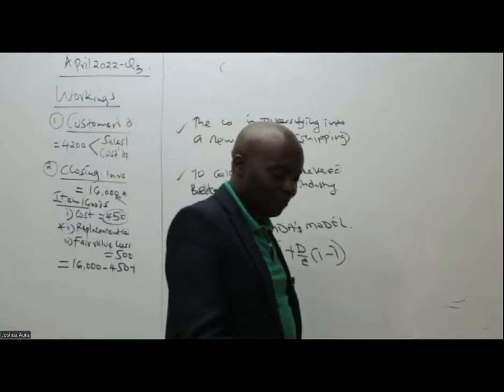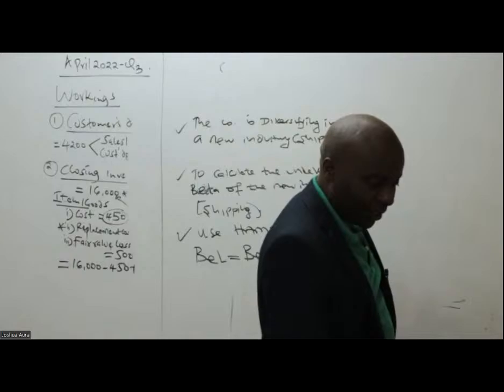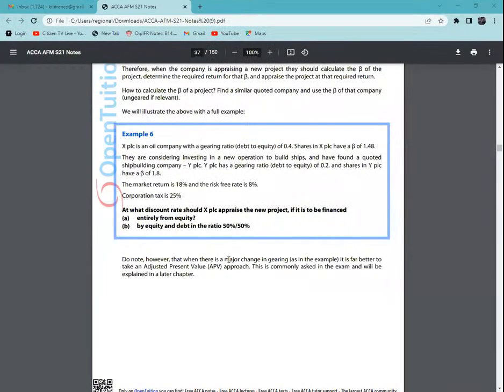Now come here, slowly. These are the things that, if you don't know them, will trouble you a lot. Now, XPLC is an oil company with a gearing ratio, debt to equity, of 0.4. Shares of this XPLC have a beta of 1.48. So the beta of this own company, 1.48, is irrelevant.